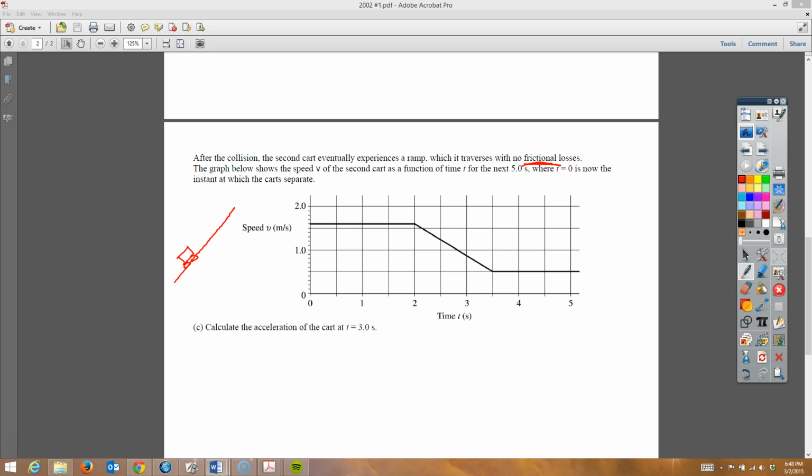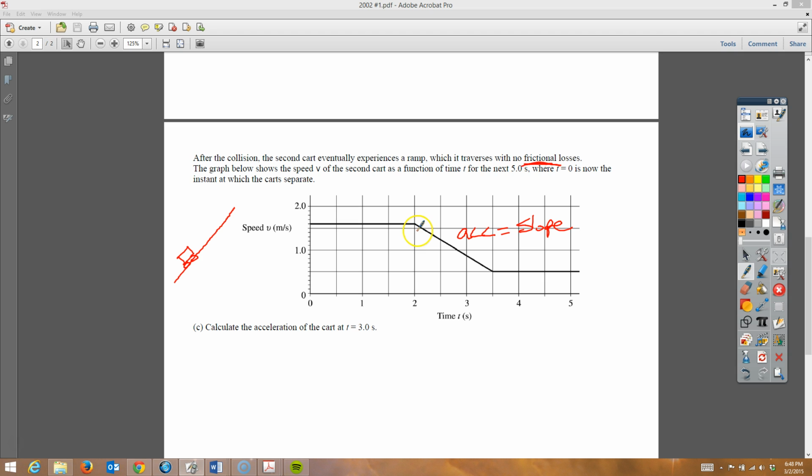If you remember back to when we were talking about position, velocity, and acceleration, the slope of a velocity versus time curve gives us acceleration. So we want to know what is the slope. The acceleration here is equal to the slope of the line, and finding the slope of the line is pretty easy to do here.